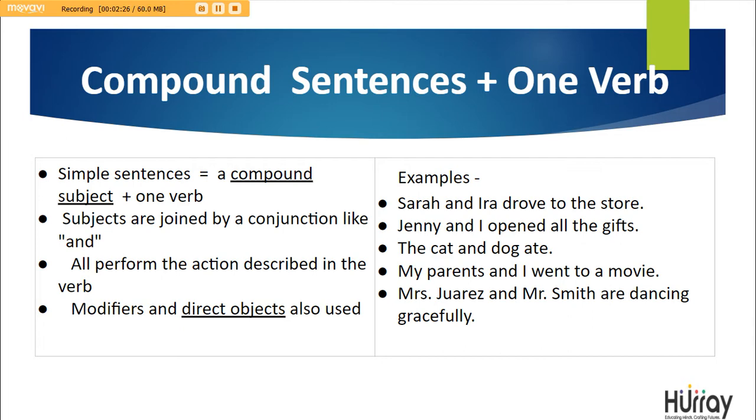For example, Sarah and Ira drove to the store. Jenny and I opened all the gifts. The cat and dog ate. My parents and I went to a movie. Mrs. Juarez and Mr. Smith are dancing gracefully.